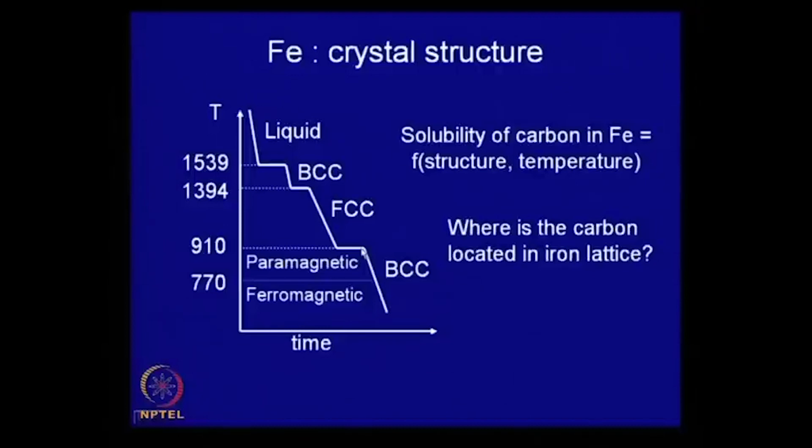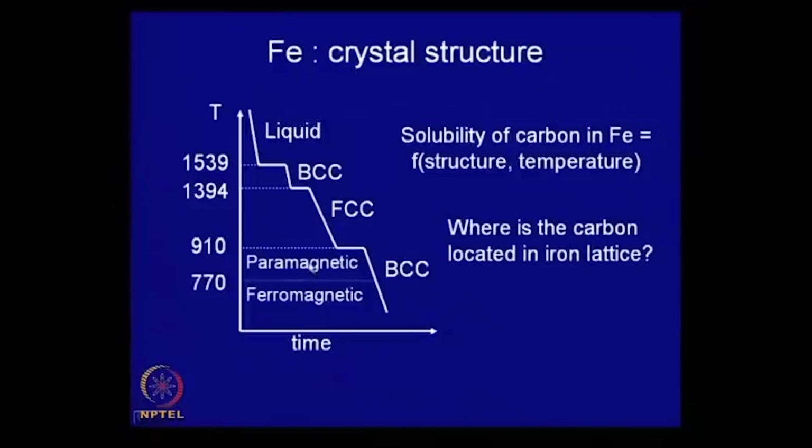So, the transformation it goes through is, first, the liquid solidifies into a crystalline structure, and it is body centered cubic. Next, at a little lower temperature, say 1394, this body centered cubic structure gets converted into a face centered cubic structure. Again this face centered cubic structure gets converted into a body centered cubic structure. So, you have a high temperature BCC structure and a low temperature body centered cubic structure.